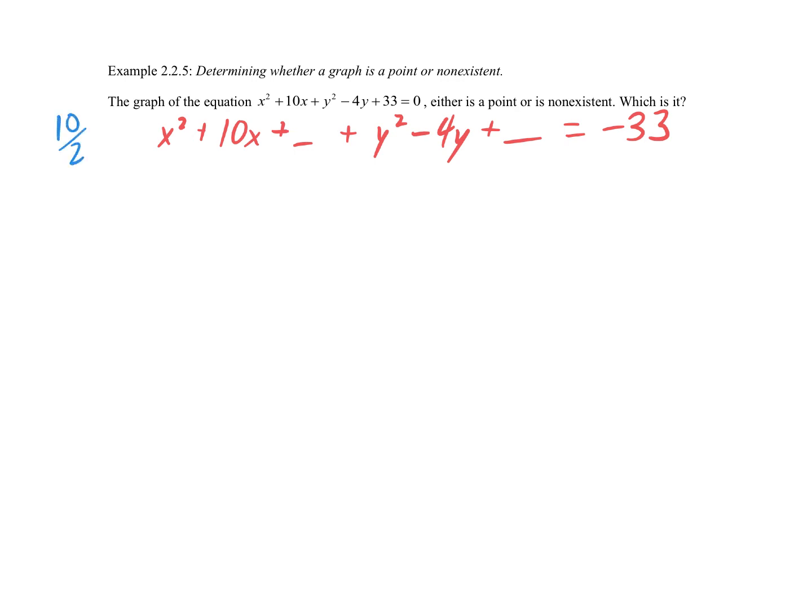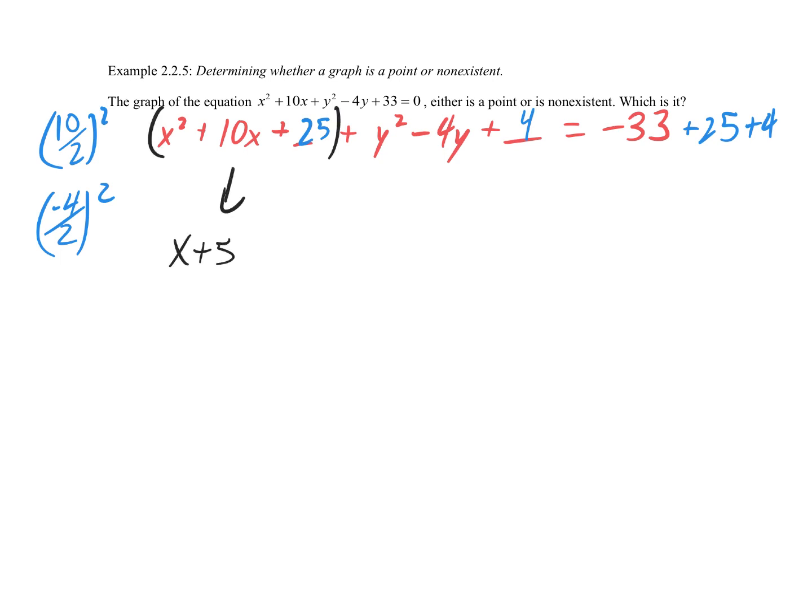Okay, and so we'll complete the square again. 10 over 2 squared is going to be 25. We'll add 25 here. And we're going to get negative 4 divided by 2 and square that. And so we get 4 and 4. Okay, so let's go ahead and factor these down. So here I've got x plus 5, that's squared, plus y minus 2 squared equals negative 4.